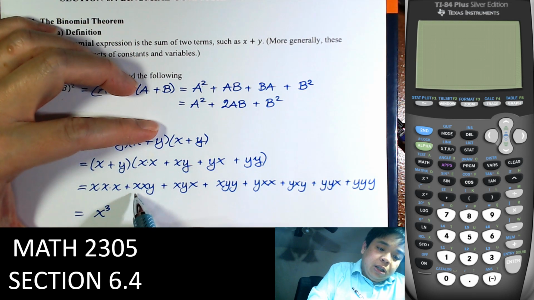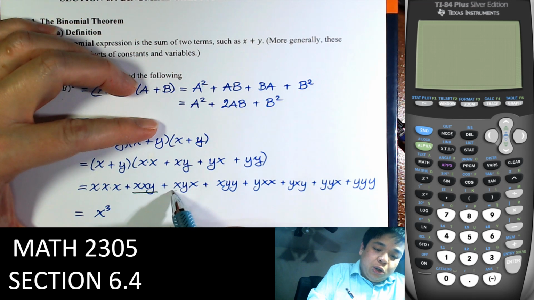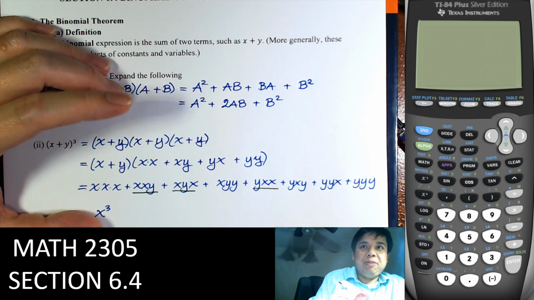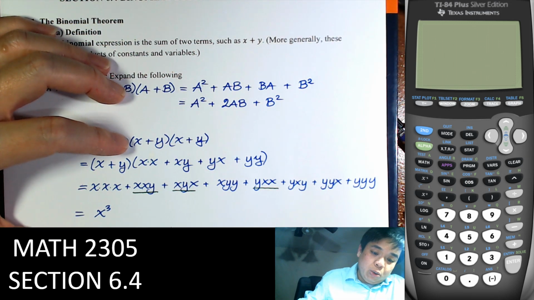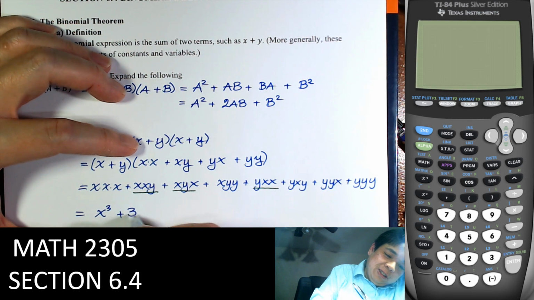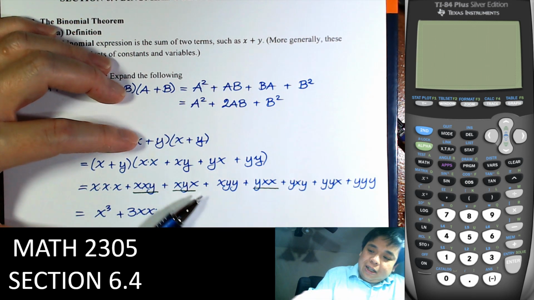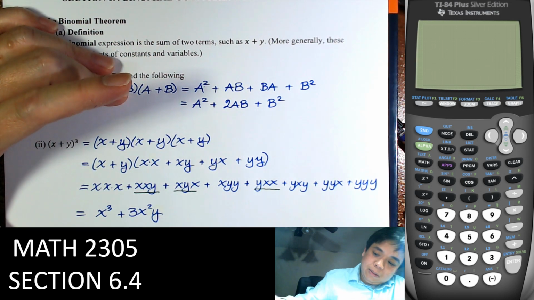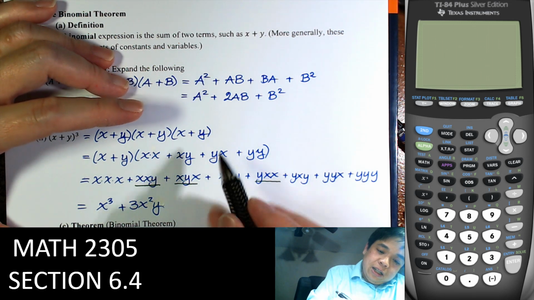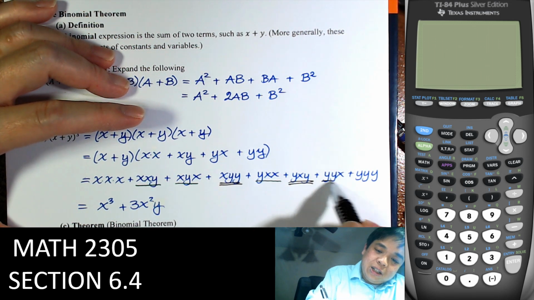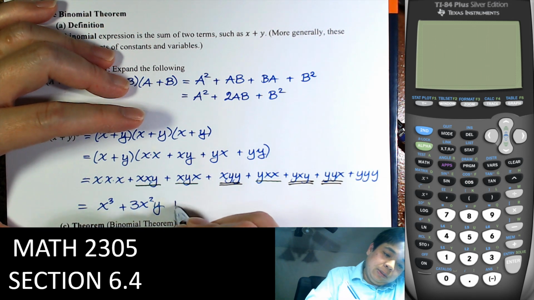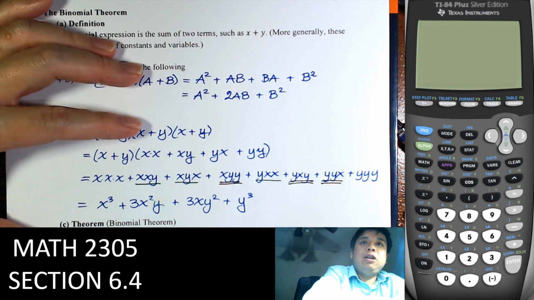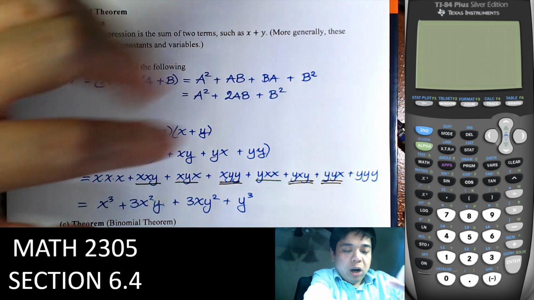Now let's take a look. This term has 2 x's and a y, 2 x's and a y, and 2 x's and a y in some particular order, right? Let's do it. Just write 3x squared y. And this has 2 y's and an x, 2 y's and an x, 2 y's and an x. And y cubed. Right, so the coefficients are 1, 3, 3, 1.